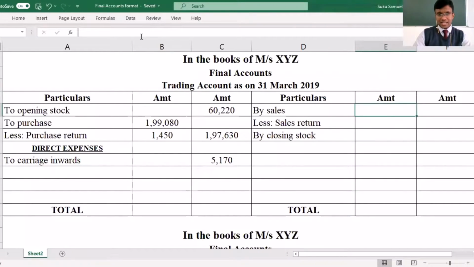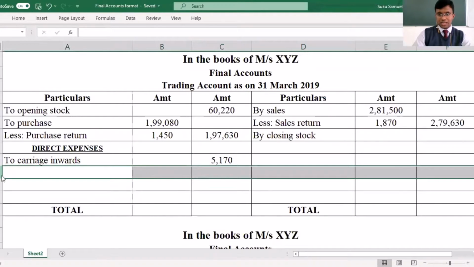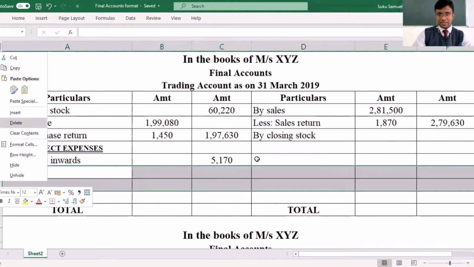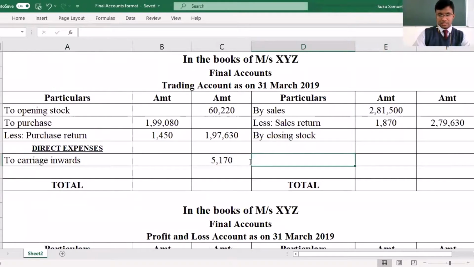Let us go on to sales. How much is sales? Sales is 2,81,500. From sales, we have to subtract sales return. When you subtract sales return from sales, you get net sales. So net sales is 2,97,630.